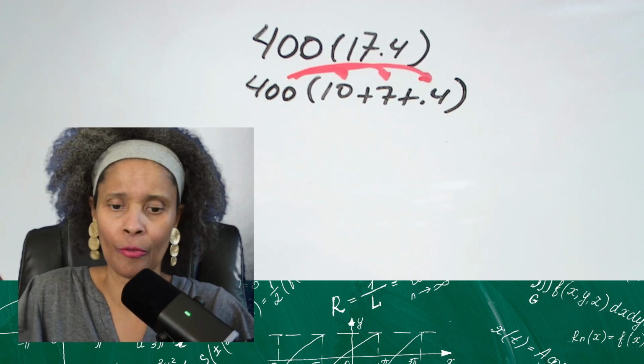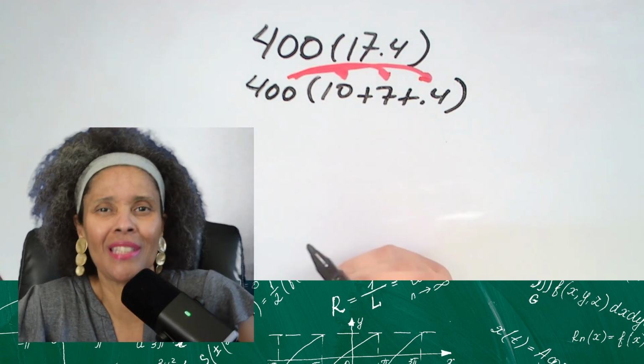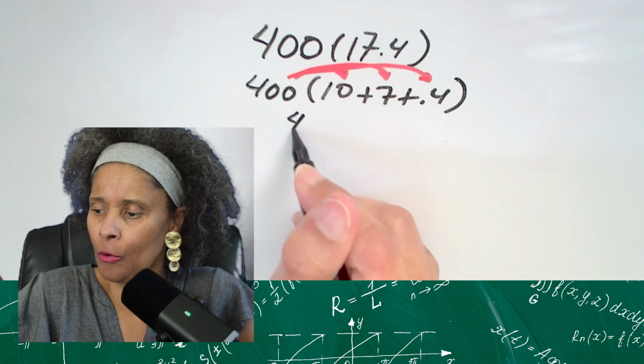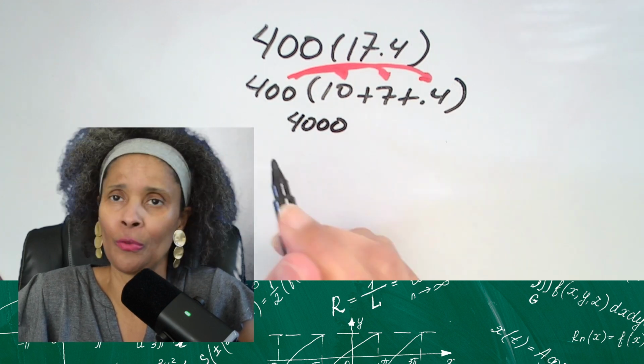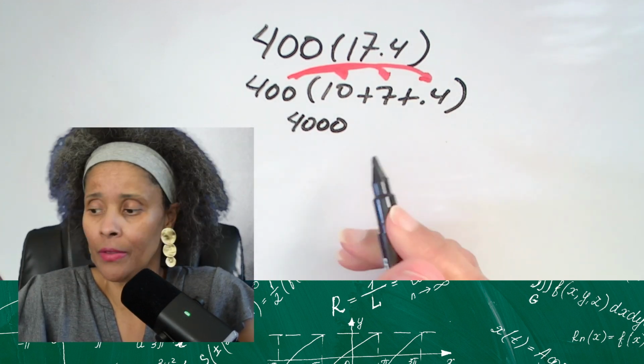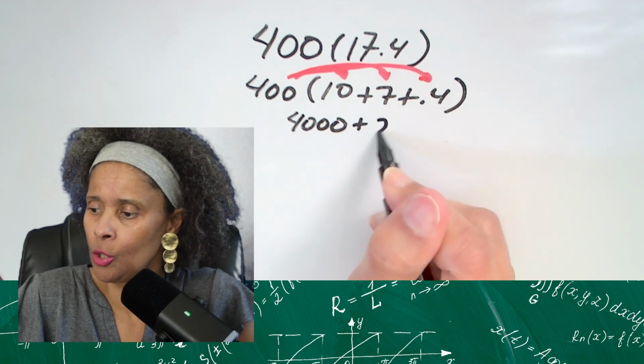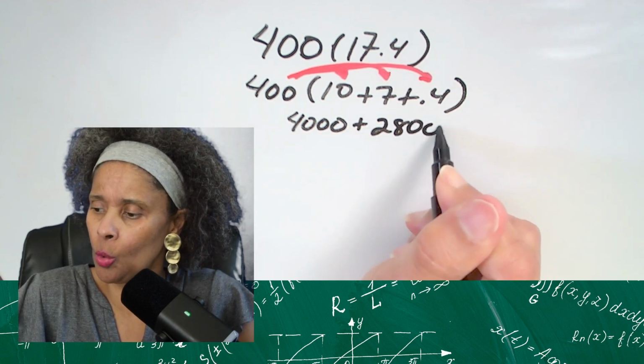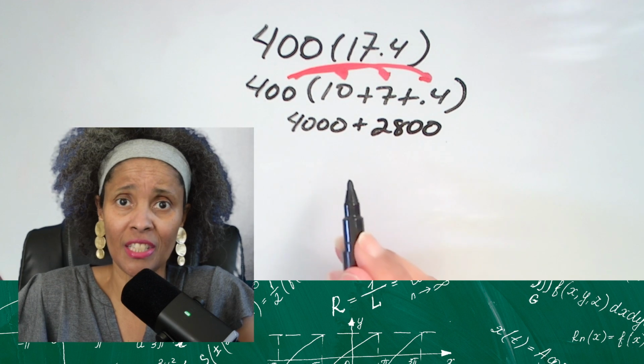So first of all, right here, I have 400 times 10. What is that going to give us? That's going to give us 4,000, right? So I know that's going to give us 4,000. And then 400 times 7, it's going to be plus 2,800. That's going to give us 2,800. So we're already at 6,800 right here.